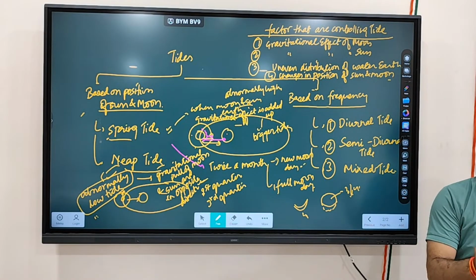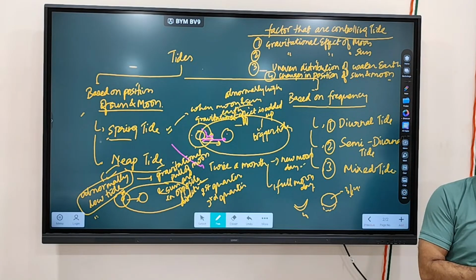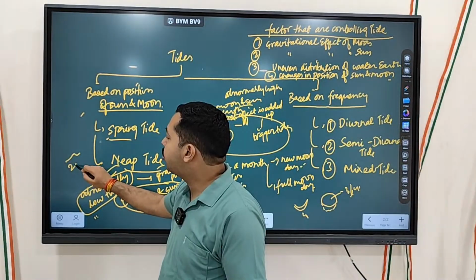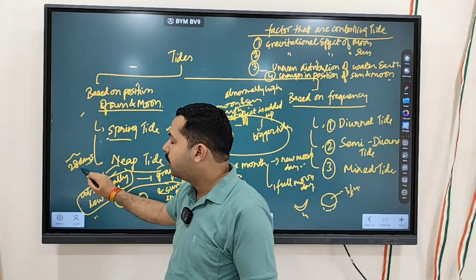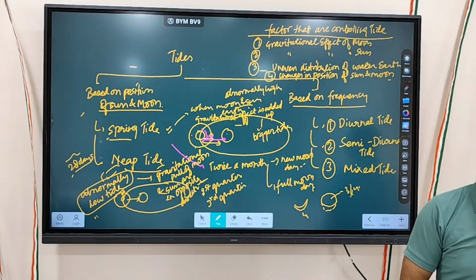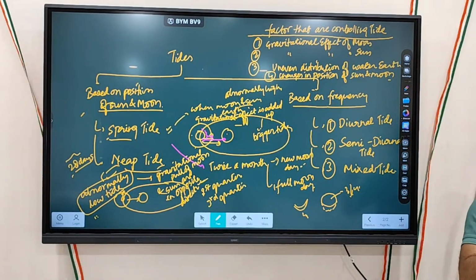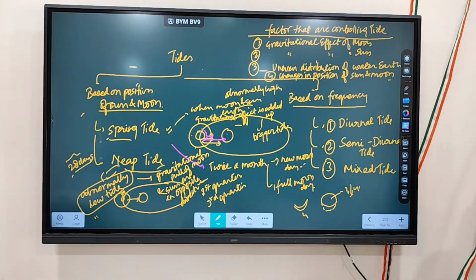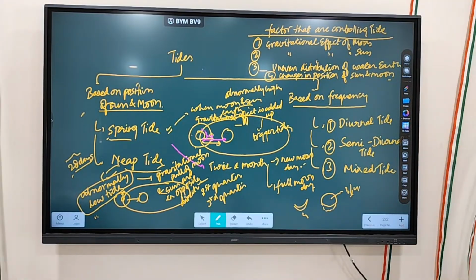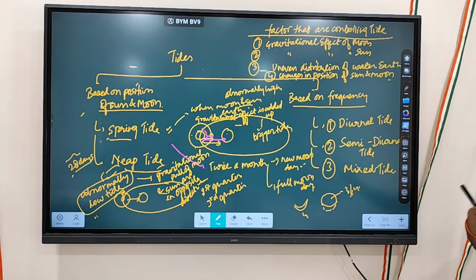Clear? So how much time does it take for the moon to rotate or revolve? Roughly 28 days. So the moon has the same rotation and revolution time. It rotates in 28 days, and it revolves also in almost 28 days. Clear? So when do you observe spring tide? Every 14 days.